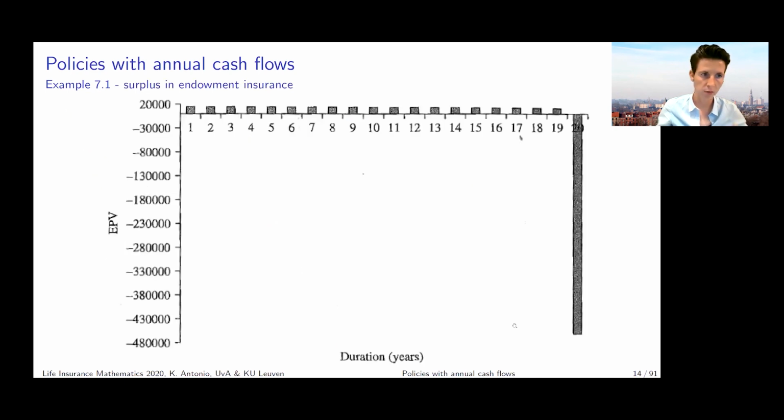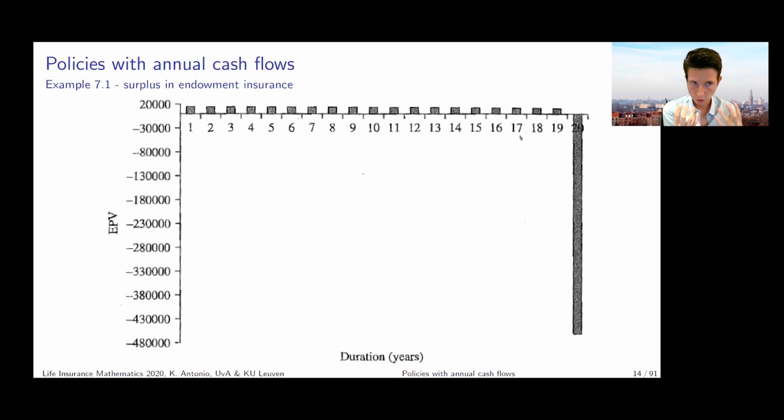So if you look here at the surplus in this endowment insurance, we see that the surplus in the first years is positive, but the surplus in the last year is negative, because there, in case of death or survival, I will have to pay my sum insured to my policyholder if the policyholder is still alive at time 19, right? So there I see that I've got this negative surplus.